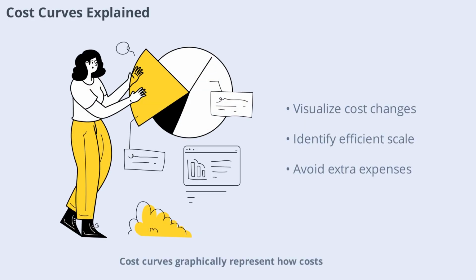Cost curves graphically represent how costs change with different levels of output. The shapes of these curves, such as the U-shaped average cost curve, provide insights into economies and diseconomies of scale. By analyzing cost curves, firms can identify the most efficient scale of production and avoid unnecessary expenses.